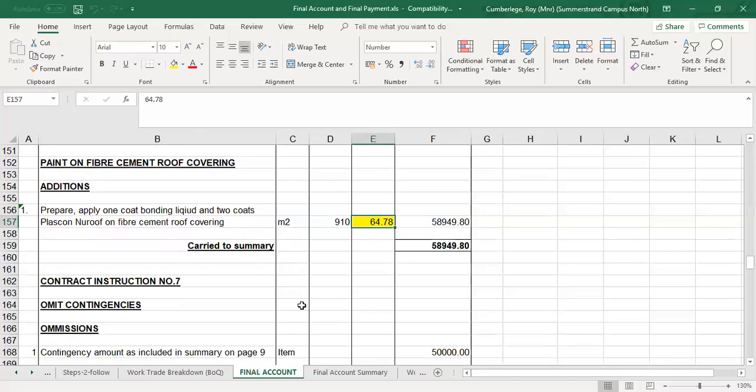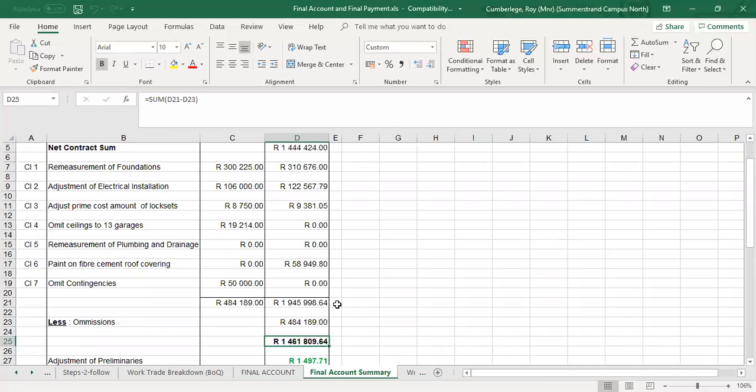Once you've done your final account, all the contract instructions being priced, and we're happy with that, we will then draft a final account summary page, and we will transfer all the contract instruction totals to the summary page.